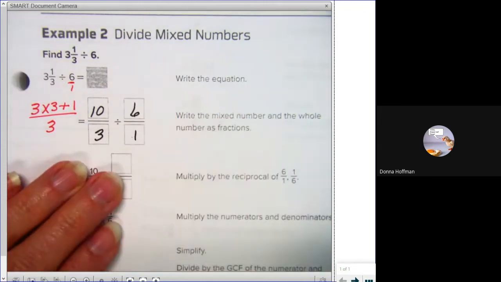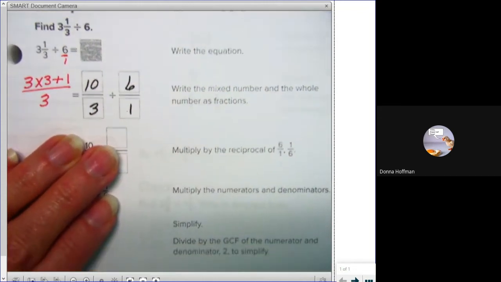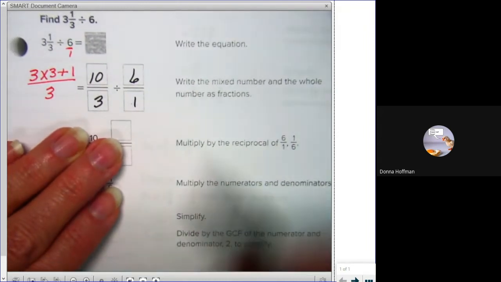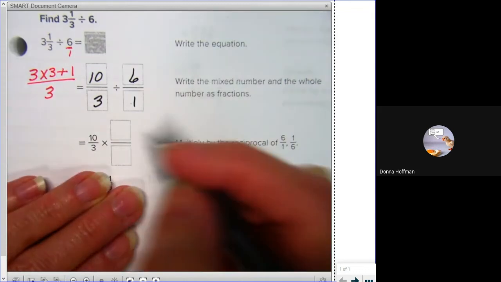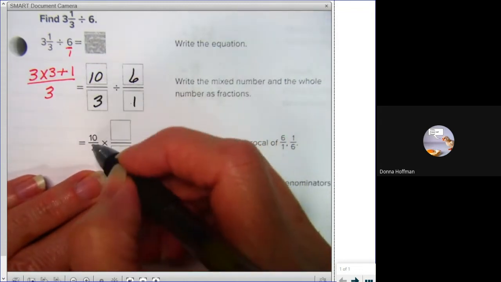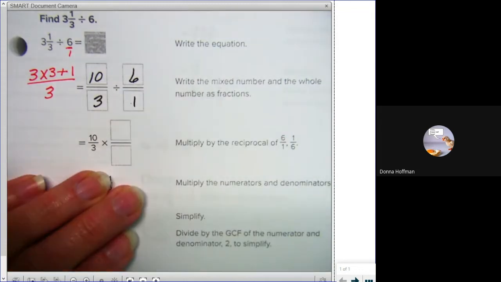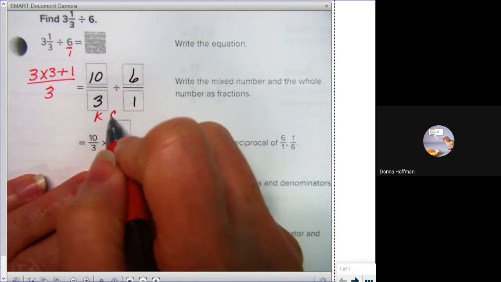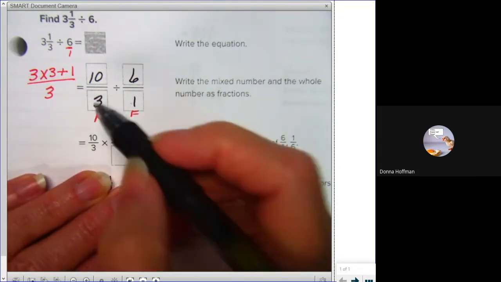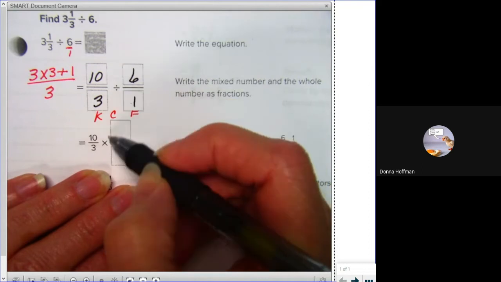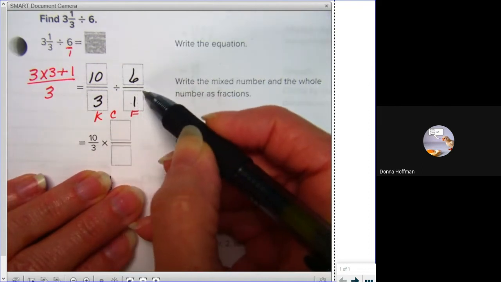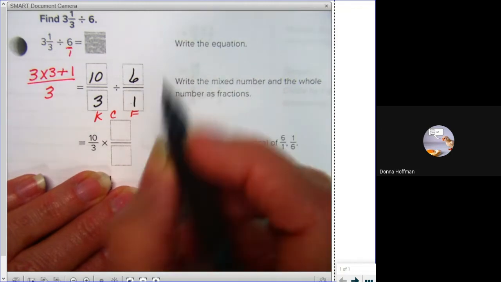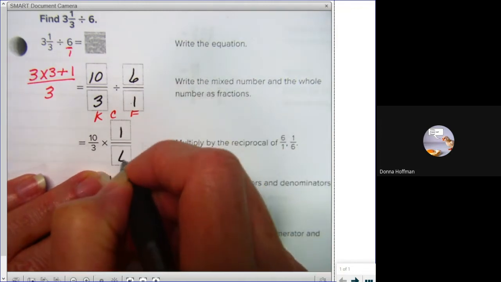So there's an improper fraction divided by another AB form, which is the whole number over 1. Okay, now I'm going to do the keep, change, flip. I should write that down. Keep, change, flip. I keep my first fraction, change from division to multiplication, and then I'm going to flip my divisor. Instead of it being 6 over 1, it's now going to become 1 over 6.